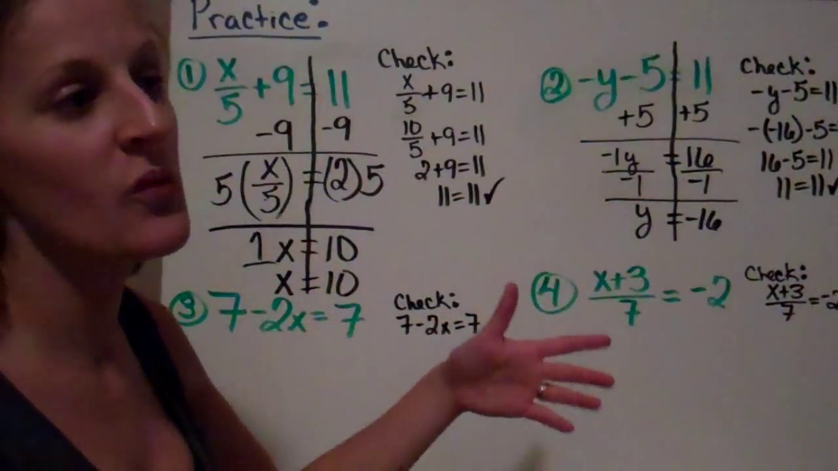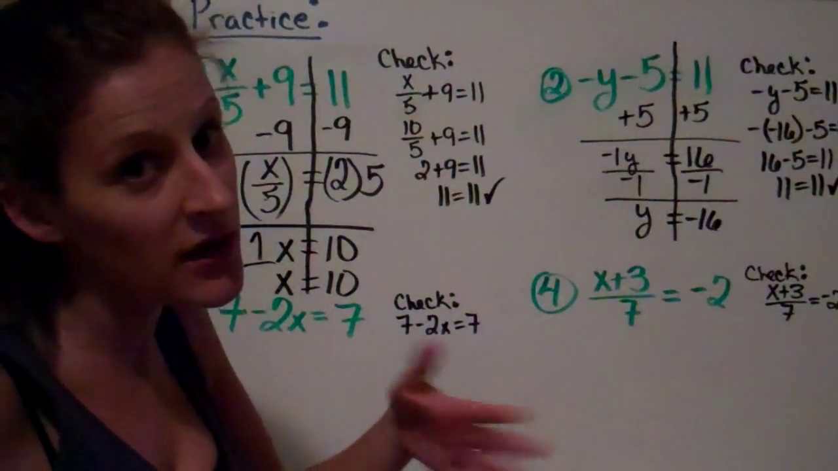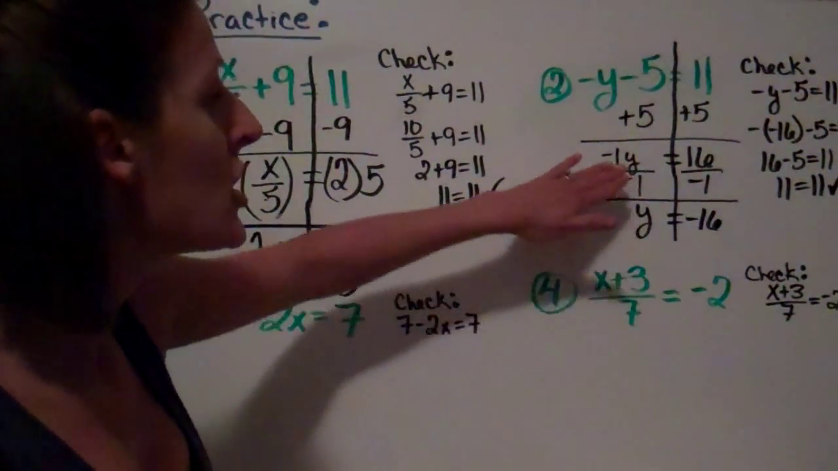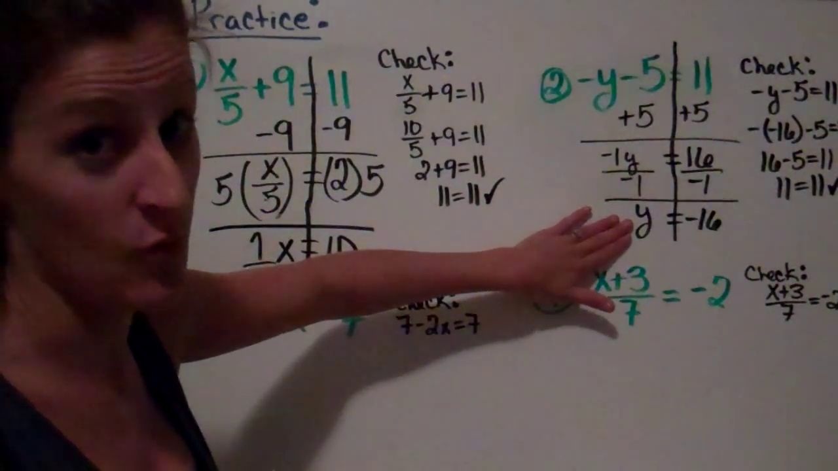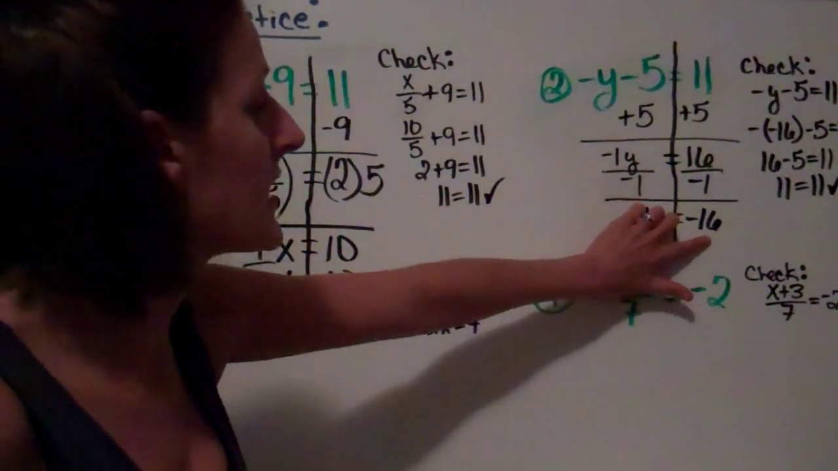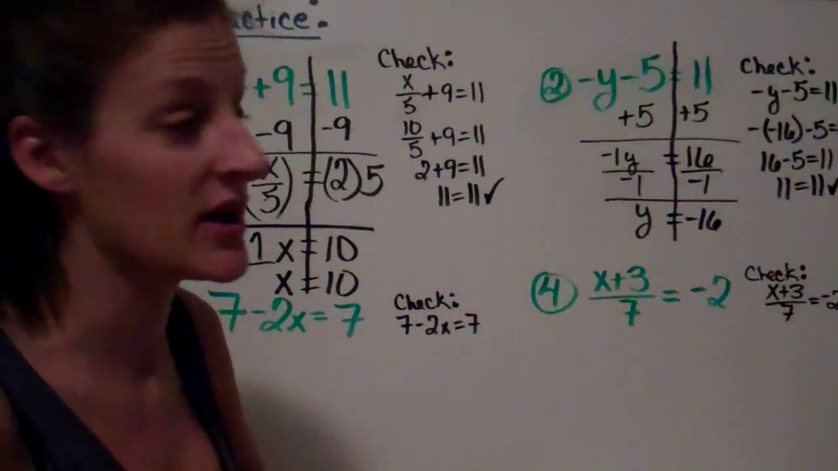Now I can do one of two things. You can multiply by a negative on both sides, or you can divide by a negative on both sides. Doesn't matter, just as long as you get a positive y. And 16 divided by negative 1 is going to be a negative 16 as your answer.